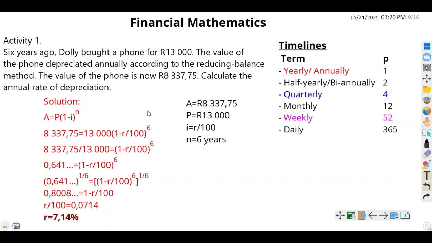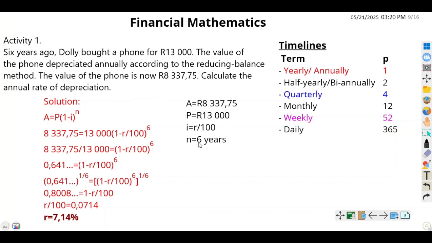So we substitute in the formula of compound interest decay, because they said reducing balance method. A is 8,337.75, P is 13,000 rands, multiplied by (1 minus i). But what is i? It is R divided by 100. So that's why it's written like this, and close bracket to the power of n, which is 6.